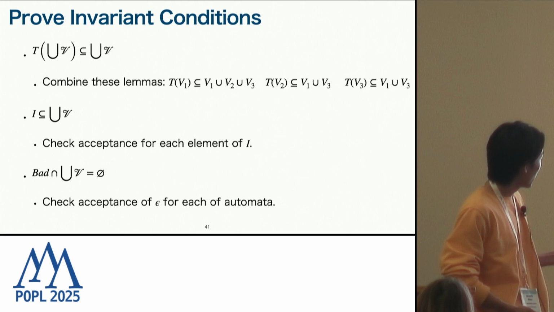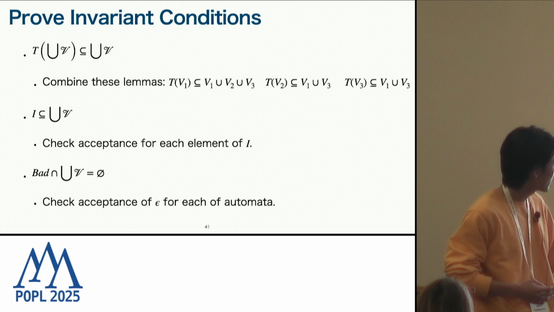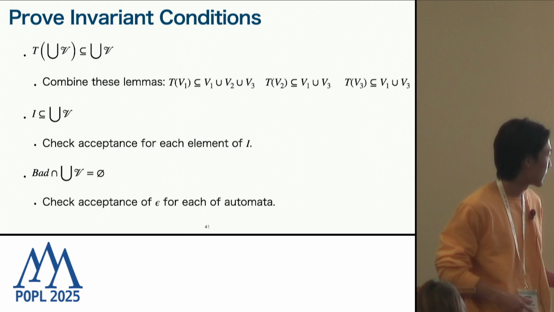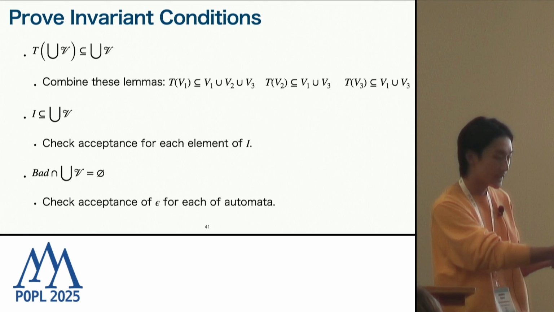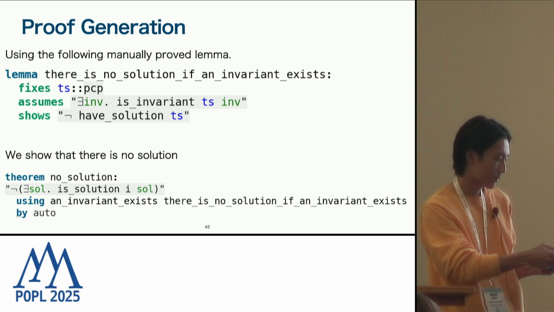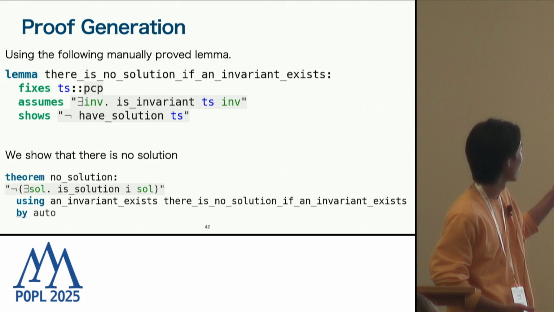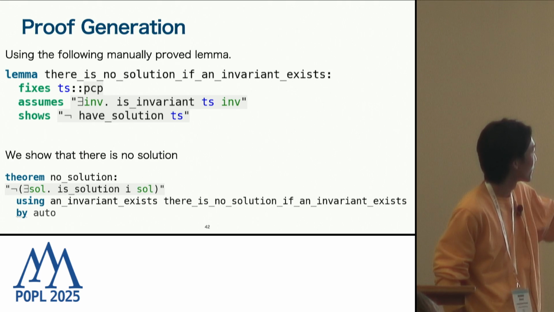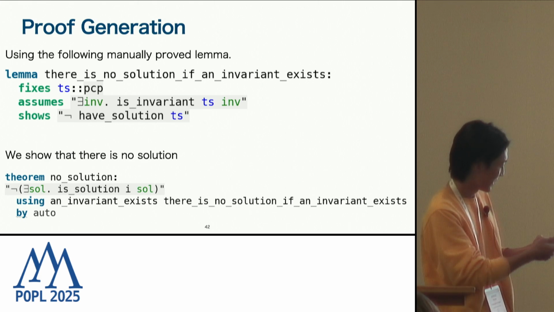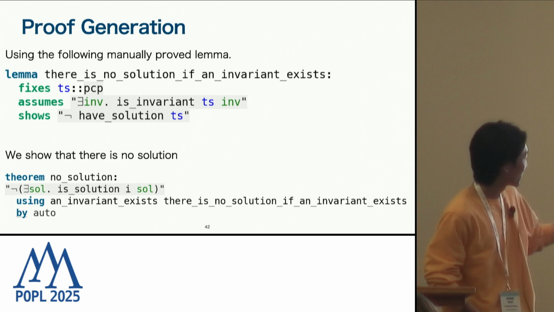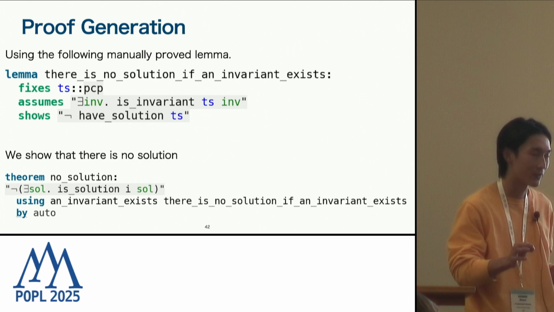The third property is proven by checking acceptance of epsilon for each of the automata. Using those lemmas, we proved the existence of an inductive invariant. Finally, using the manually proven lemma, which states there is no assertion if an invariant exists, what a clear name of lemma, we can show that there is no solution by combining it with the existence of the inductive invariant.